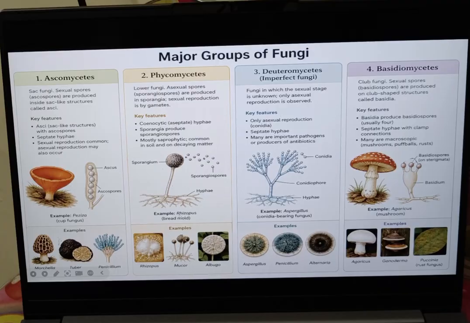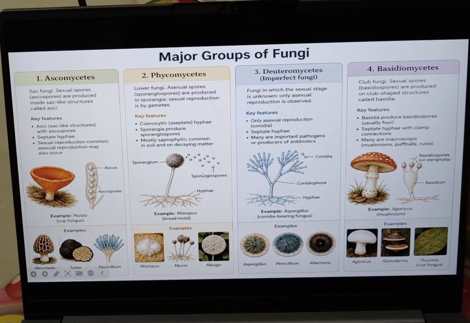Examples for phycomycetes are Rhizopus, Mucor and Albugo. They undergo both modes of nutrition and both modes of reproduction. The coenocytic hyphae and sporangium produce sporangiospores. Mostly saprophytic, common in soil and decaying matter. Coming to deuteromycetes, these are imperfect fungi, fungi in which the sexual stage is unknown and only asexual reproduction is observed.